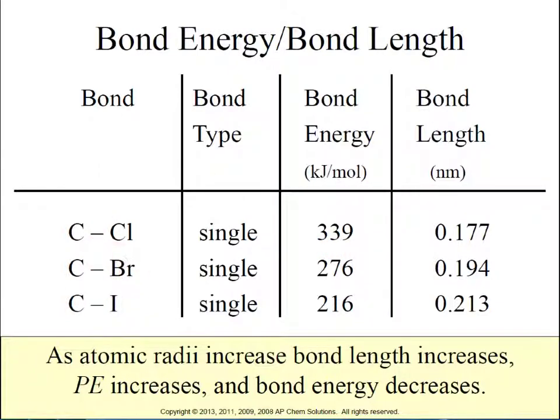Then we move on to bromide, which is a little bit bigger than chloride. Now the bond length has gotten bigger, so that means the bond energy has gone down. Coulomb's law.